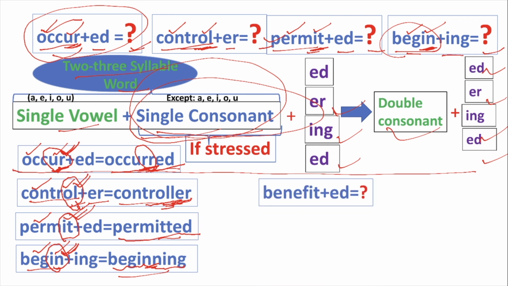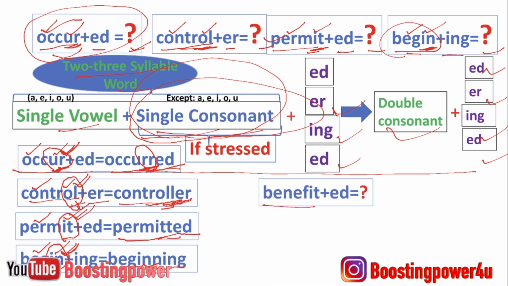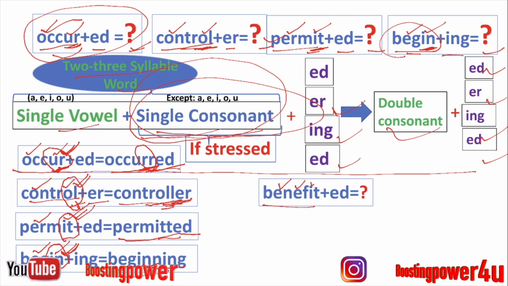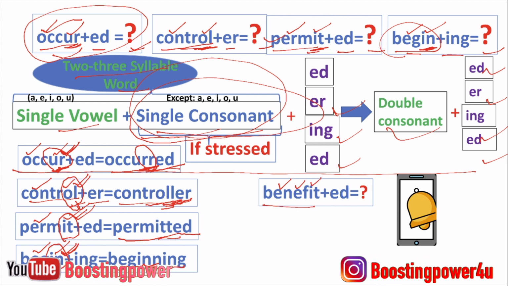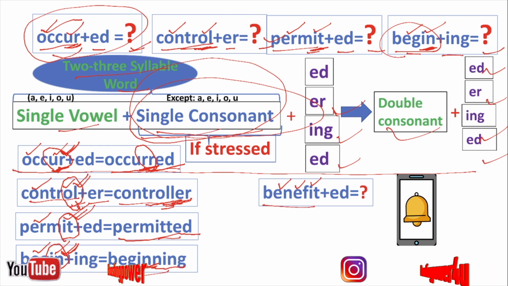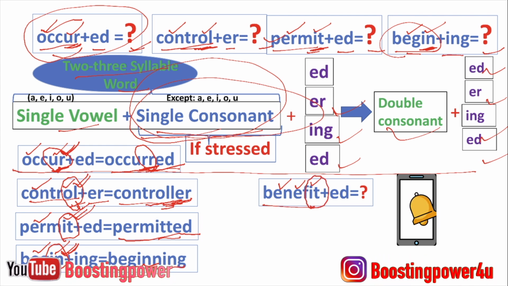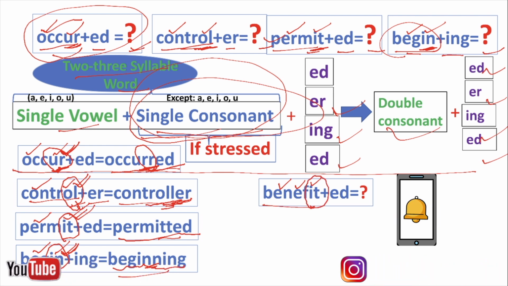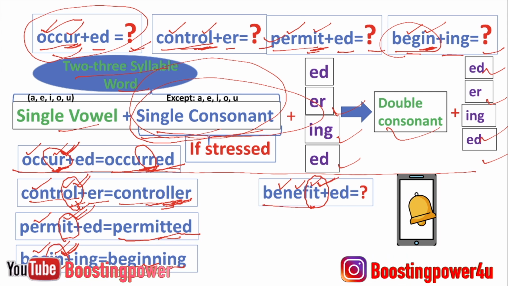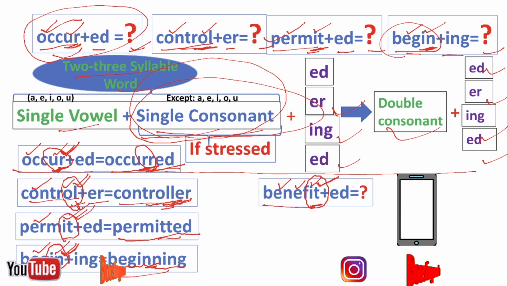So I'll give you a new word, benefit. Here, see, how many vowel sounds are there? One here, one here, and one here: three vowel sounds. That means this is a 3 syllable word, and this word also ends with a single vowel and single consonant. But in this word, the last consonant, that is the final consonant, is not stressed. Here t is not stressed.